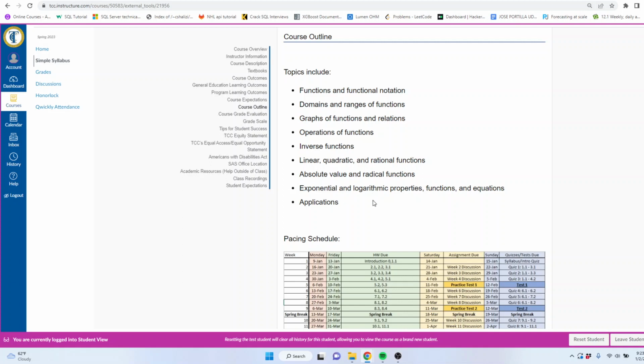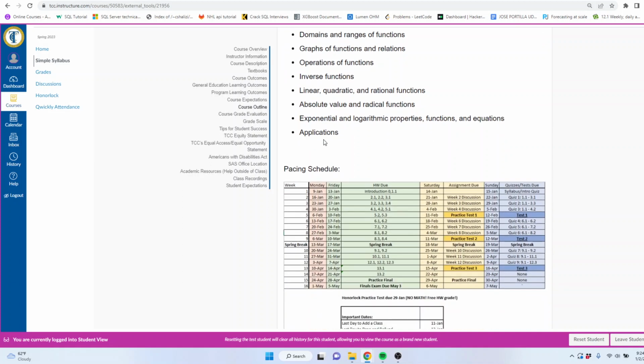Exponential and logarithmic properties, functions, and equations. You might have some familiarity with exponents, maybe not a lot with logarithms. That's okay. And then also applications. So in general, word problems associated with each one of these big categories. How do we solve a word problem using exponential logarithms? How do we solve a word problem using lines, linear equations, or parabolas, things like that?